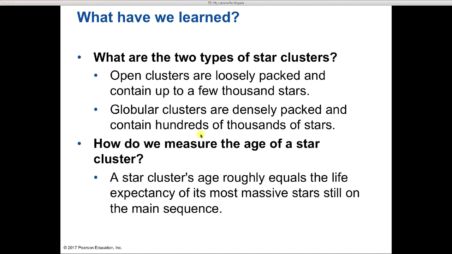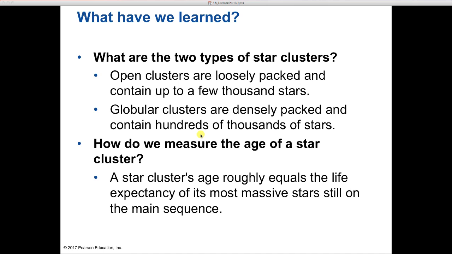So this last part of Chapter 15 was fairly brief. It just talked about clusters, the two different types, open and globular clusters. You don't need to memorize numbers, but just know that open clusters are loosely packed with just a few thousand stars, whereas globular clusters are much more densely packed and contain hundreds of thousands and possibly a million stars. So a very compact cluster of stars. And again, the open clusters live more in the disk part of the galaxy, and the globular clusters live in more of the halo part of the galaxy.